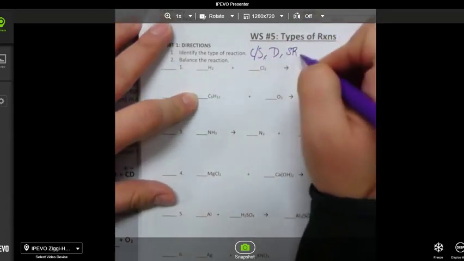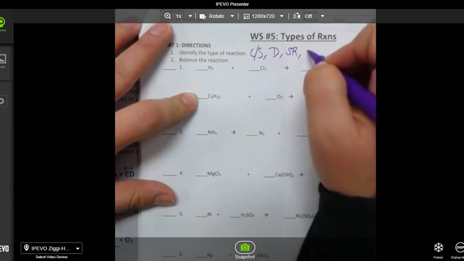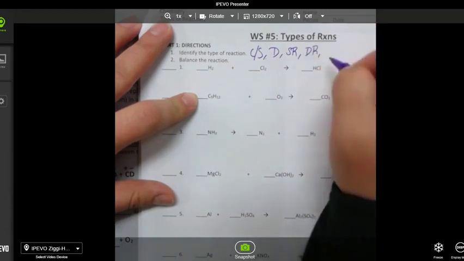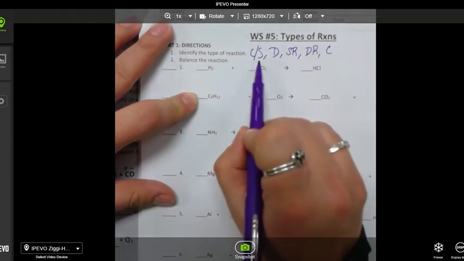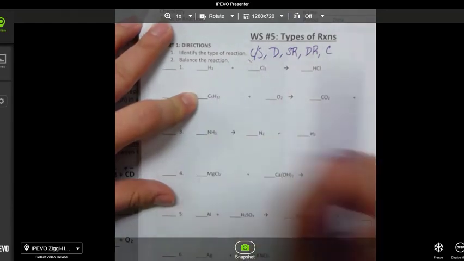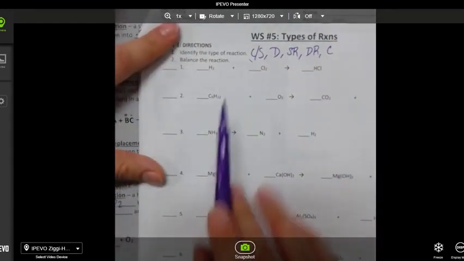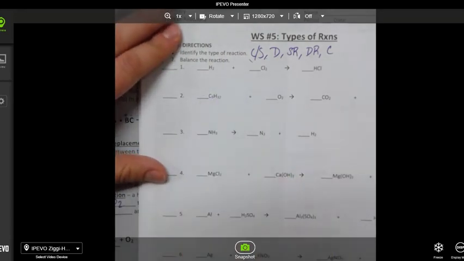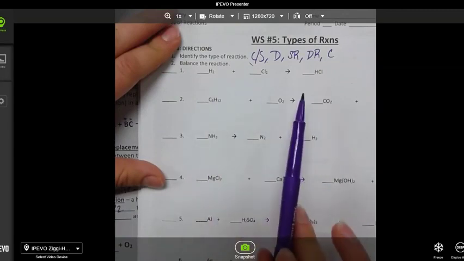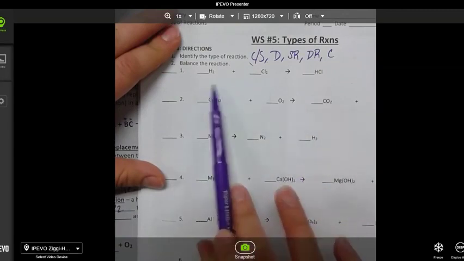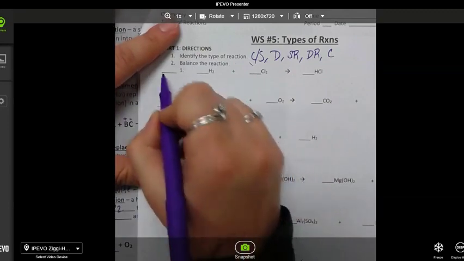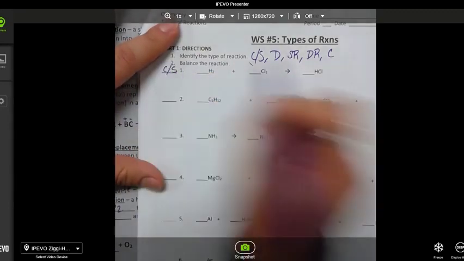Single replacement is SR. Double replacement is DR. And combustion makes a C. So make combination synthesis look like this, or write it as just a singular S. So for example, if I'm looking at this one, I have H2 plus Cl2 makes HCl. So what would that be? That would be a combination or synthesis reaction. So right here, I would write CS, combination synthesis.